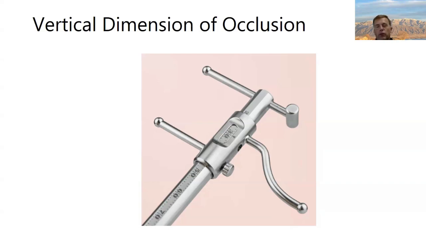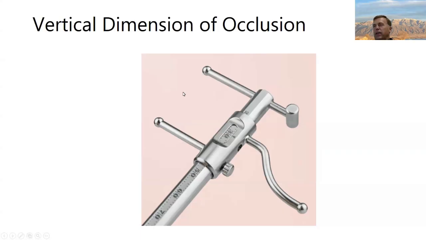If you're familiar with the vertical dimension of rest technique, that can be a great way to find VDO. The problem is that you have to decide how much you want to close from VDR to VDO. A lot of times 3 millimeters is used as a generic amount, but studies have shown that it varies quite a bit from one person to the next. The one good thing about this is that we're going to have a prototype, so we're going to be able to evaluate our patient.